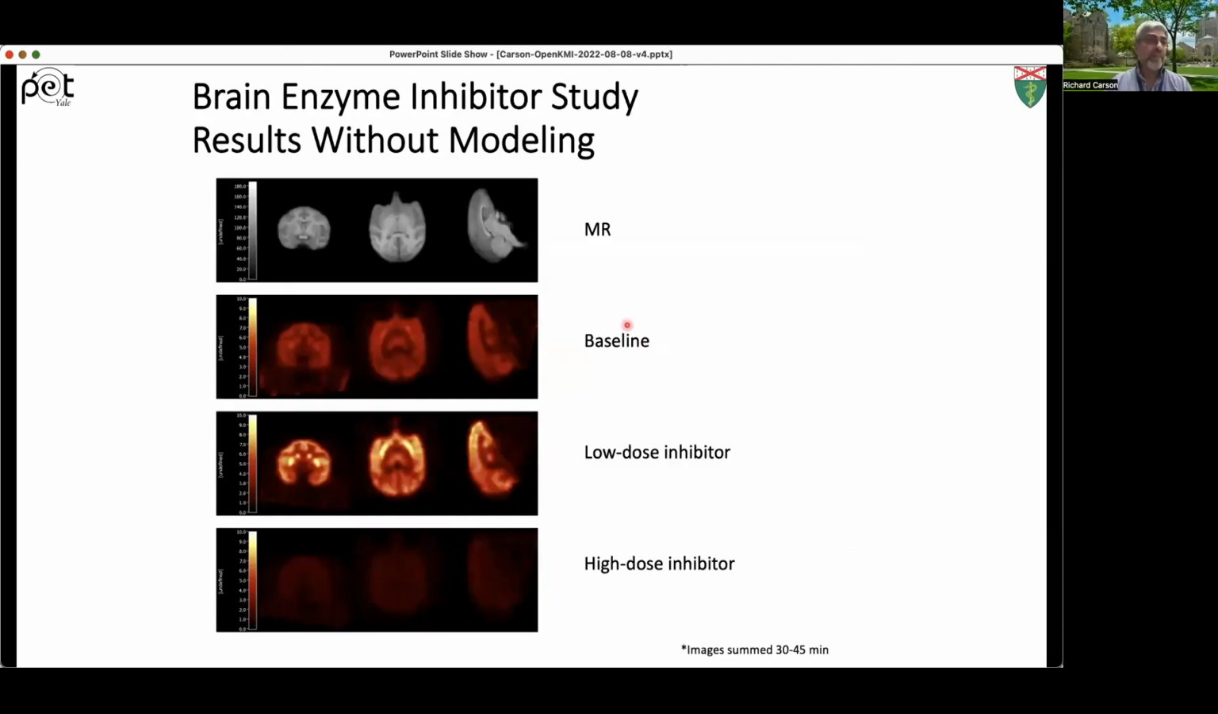Or here's an example with an enzyme inhibitor study. Here are just the SUV images. This is a monkey. We did a baseline scan. We gave a blocker. We expected it to show less signal, but wow, it went up. Now we went to a higher dose, then it went down. Really scratching your head on this one.